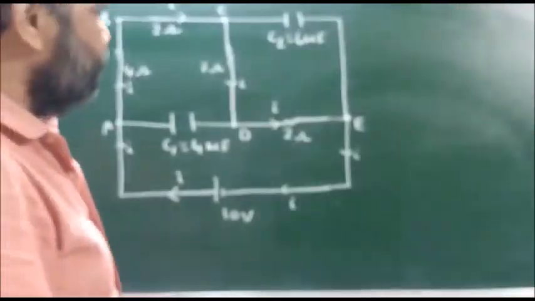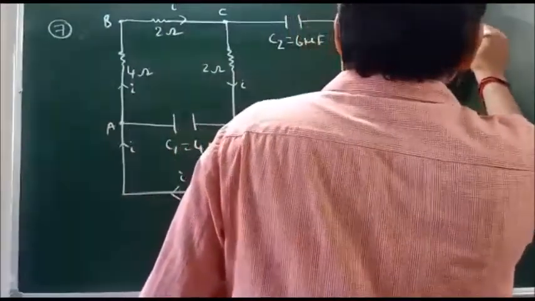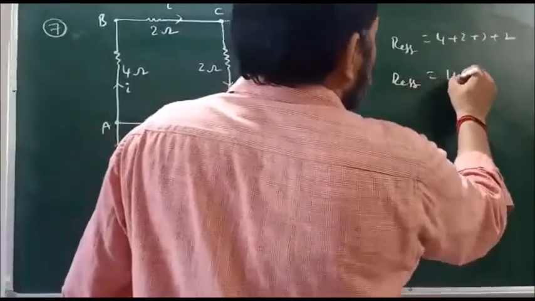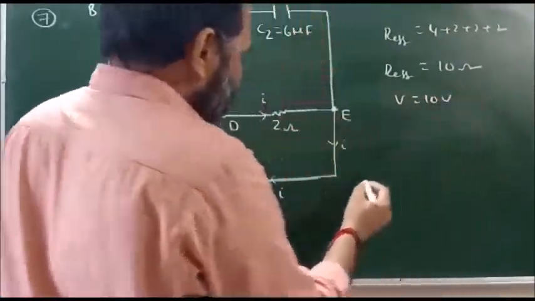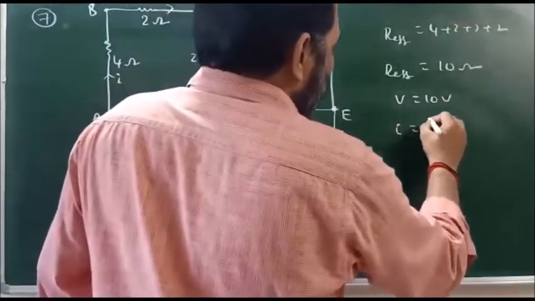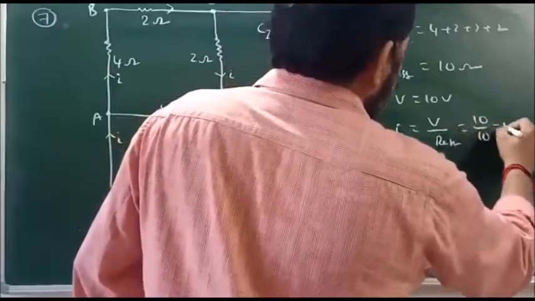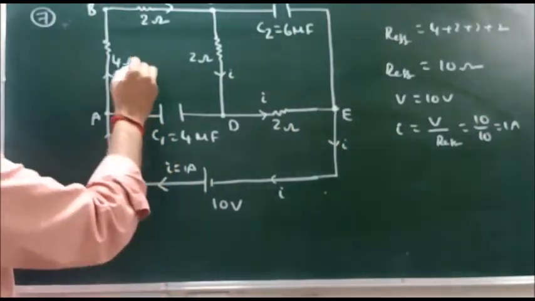In this case, the effective resistance of the combination, R effective, is equal to 4 plus 2 plus 2 plus 2. That is, the effective resistance of the combination is 10 ohms. The applied potential difference is 10 volts. Therefore, the current coming from the battery, I, is equal to V by R effective, that is 10 by 10, which is 1 ampere. That means the current coming from the battery is nothing but 1 ampere.